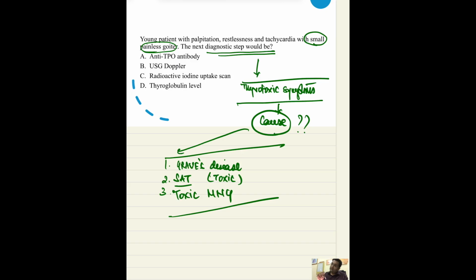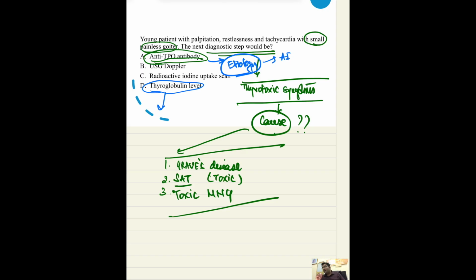So we will go through the options one by one. We come to anti-TPO antibody. So what is the purpose of this anti-TPO antibody? It tells us about the etiology, whether it is autoimmune in nature or not. It does not tell us whether this toxic symptom is because of Graves, or because of a toxic MNG, or because of subacute thyroiditis. USG Doppler, radioactive uptake scan and thyroglobulin levels. So first we will come to thyroglobulin levels. When are they measured?